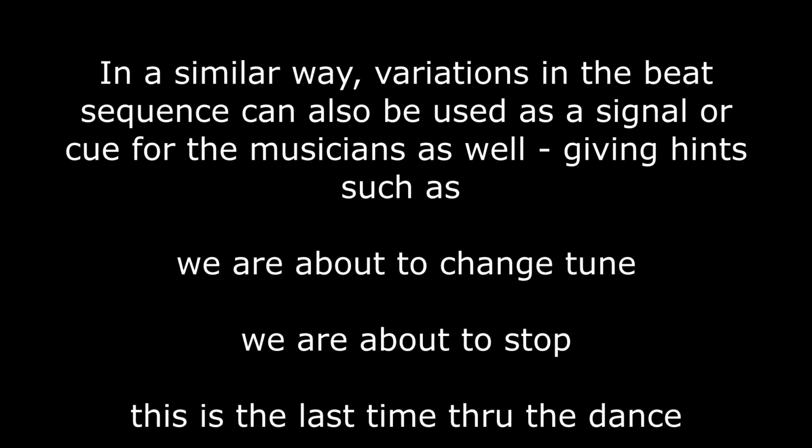In a similar way, variations in the beat sequence can also be used as a signal or cue for the musicians as well, giving hints such as, "We are about to change tune," or "We're about to stop," or "This is the last time through the dance."